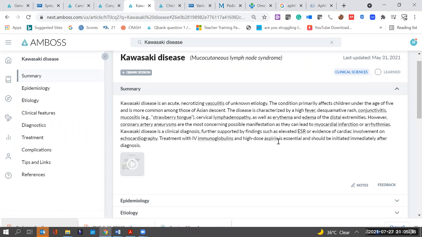Kawasaki disease is a clinical diagnosis. Further supported by findings such as elevated ESR. So ESR, of course, will give you a clue that inflammation or infection is going on. But what kind of infection? We have to go for particular lab testing.